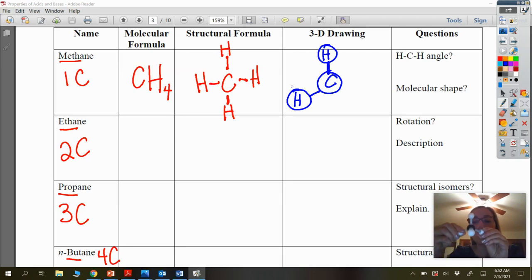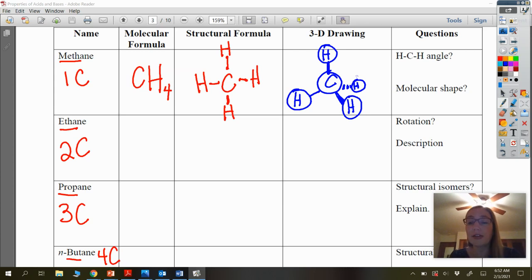And we represent those with wedges and dashes. So a wedge hydrogen is going to represent the hydrogen coming out at me, and a dashed hydrogen is going to represent a hydrogen going back into the plane.